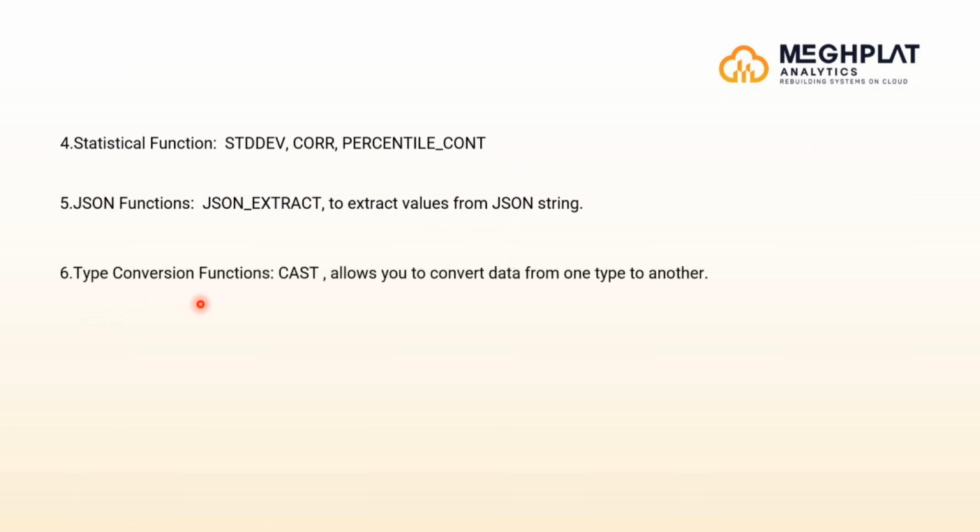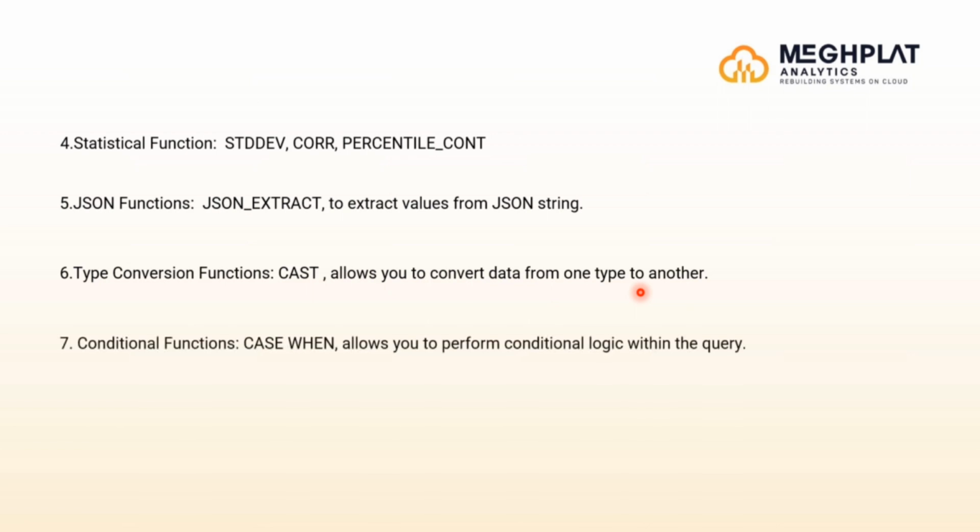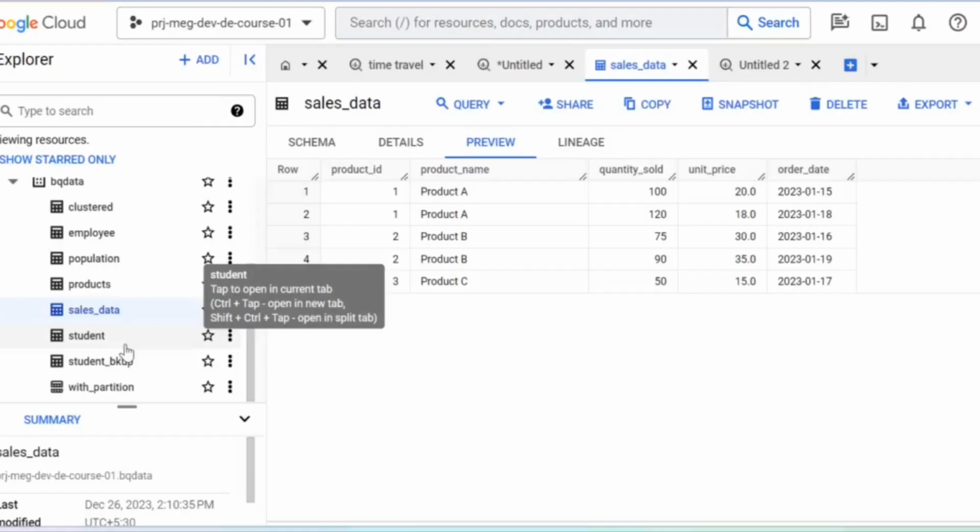The next one is type conversion functions that include cast, which allows us to convert data from one type to another. Then the conditional functions that include case when. It's similar to an if-else statement in C programming. This case when allows you to perform conditional logic within the query. Let's move to the console and see some functions, how they work.